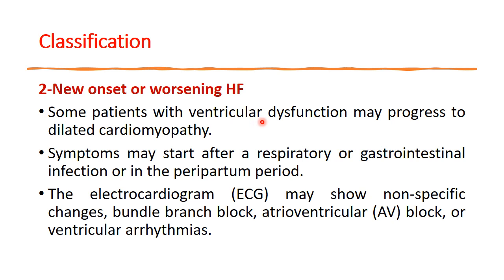Some patients with ventricular dysfunction may progress to dilated cardiomyopathy. The symptoms may start also after a respiratory or GIT infection or in the peripartum period. The ECG may show non-specific changes or bundle branch block or AV block or even ventricular arrhythmias.